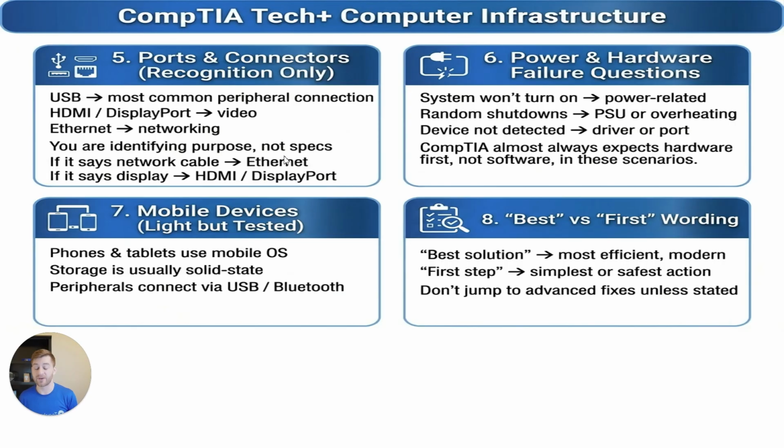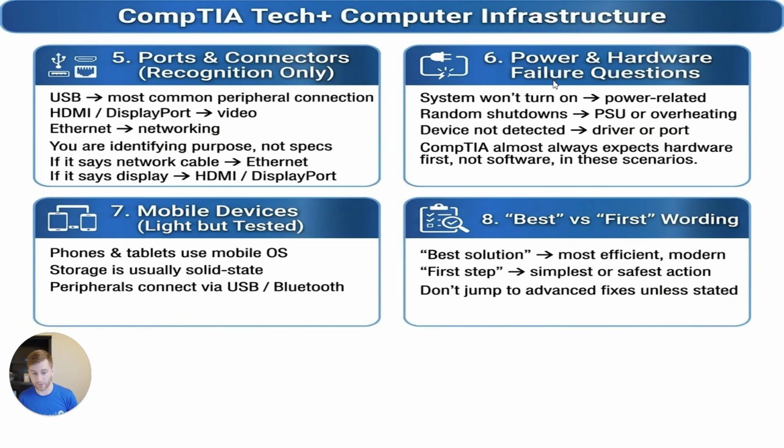In this exam, we're identifying purposes, not specs. So if it says network cable, again, Ethernet. If it says display, start thinking HDMI, DisplayPort, DVI, VGA. Obviously, always read the whole question, but start associating these to their proper type of category. And that's what that's going to help you do.